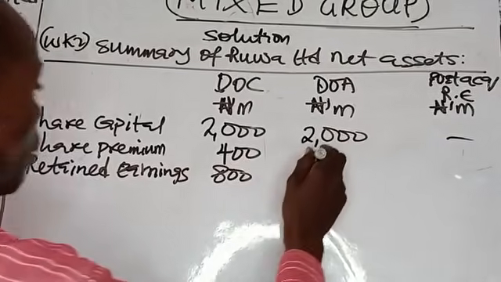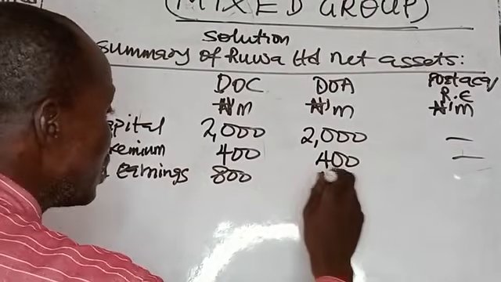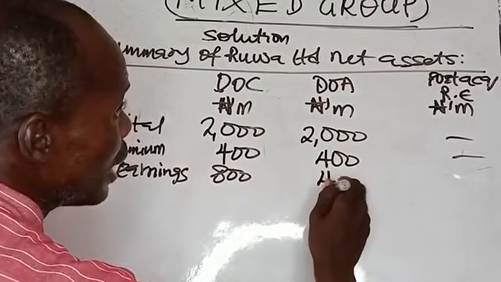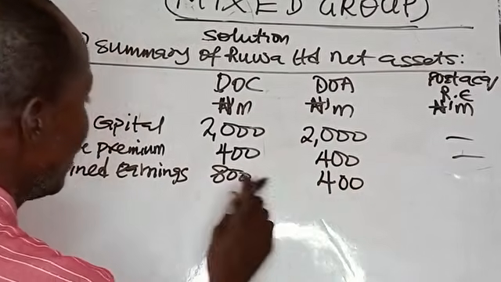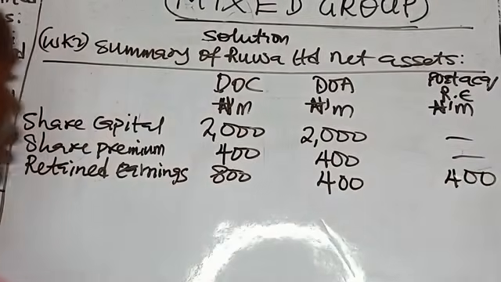Then the share premium at the DOA will still be 400. Then the retained earnings at the DOA, you were told the retained earnings at the date of acquisition is 400. 800 minus 400, then post-acquisition retained earnings will be 400.